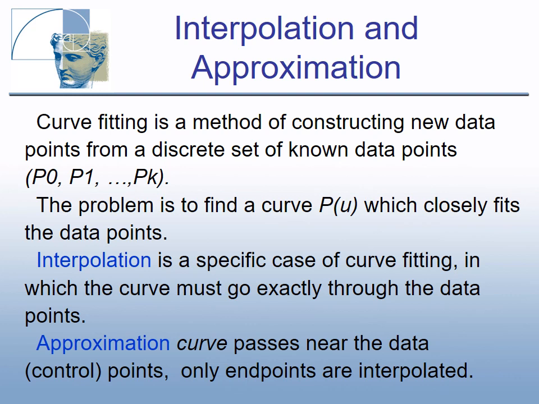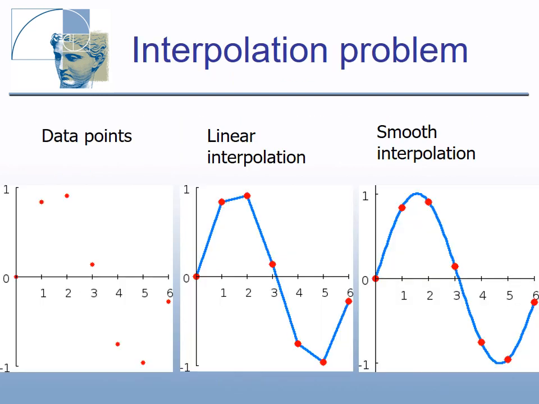Interpolation is a specific case of curve fitting in which the curve must go exactly through the data points. An approximation curve passes near the data or control points, and only endpoints are interpolated. Here is an example of data points on the left and their linear, center, and smooth, right, interpolations. The blue curves are different, but they go through the original red points.